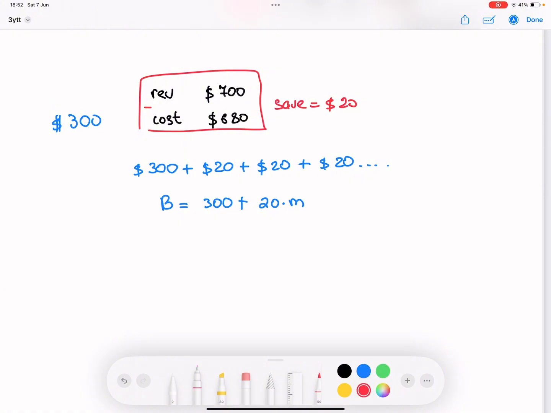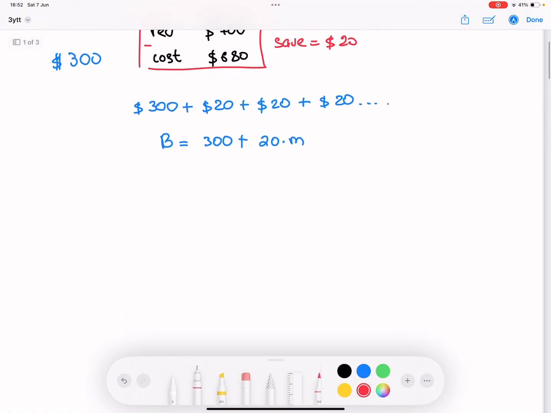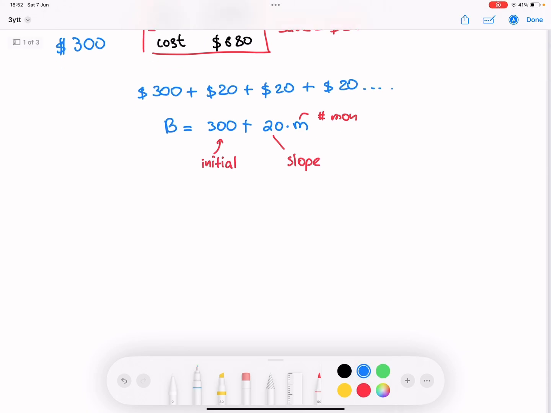So what each term represents here, let's see. 300 is our initial budget. And 20 here is the slope, which is the rate of change. M shows the number of months. And B here is our budget after M months. And if you write down the standard form of the linear equation, which is y equals kx plus b, it is the same thing.